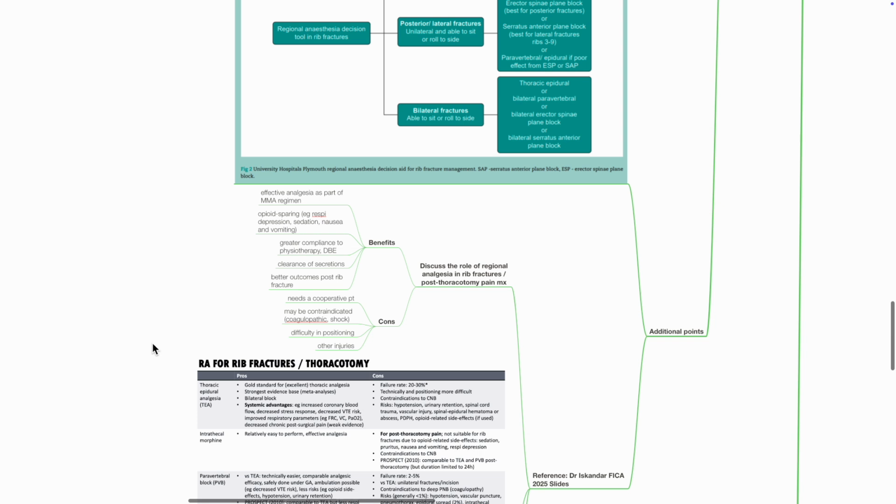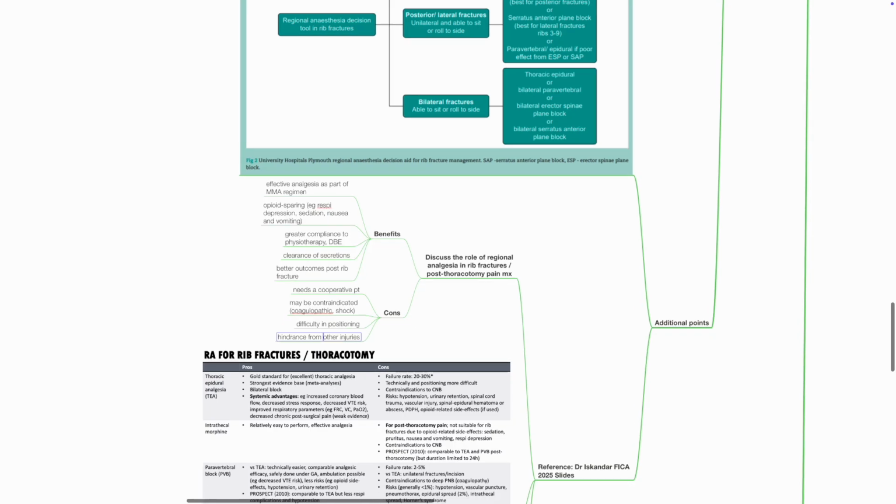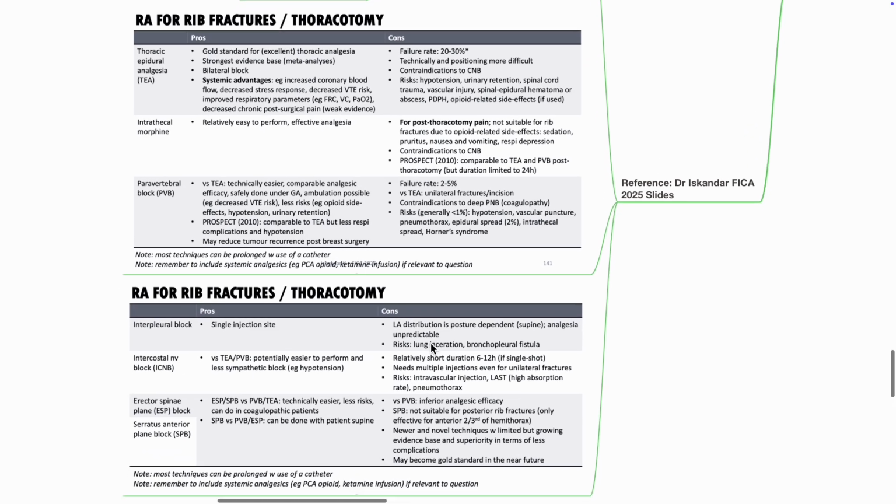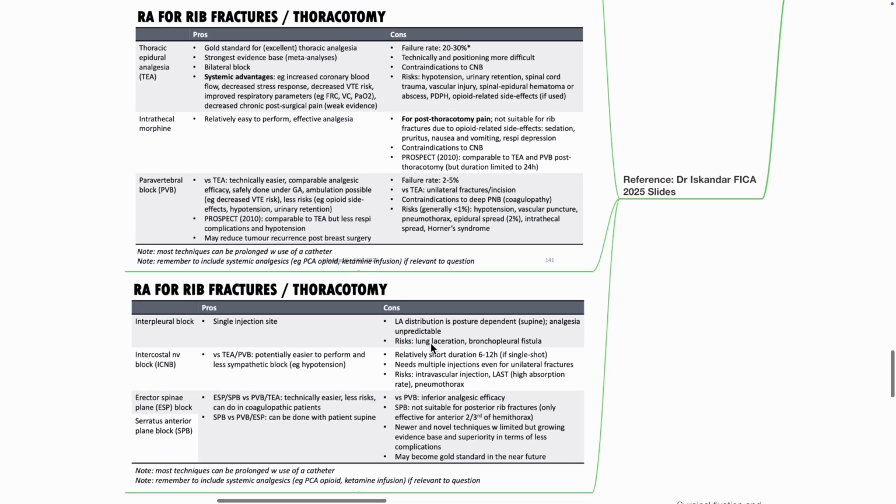Benefits include effective analgesia as part of multimodal analgesia regimen, opioid sparing effect, and avoidance of opioid side effects such as respiratory depression, sedation, nausea and vomiting, greater compliance to physiotherapy and deep breathing exercises, clearance of secretions, and better outcomes post-rib fracture. Cons include needs a cooperative patient, may be contraindicated, difficulty in positioning, and hindrance from other injuries. This table lists the pros and cons of various regional analgesia options for rib fractures or thoracotomy, and is included here as additional information.